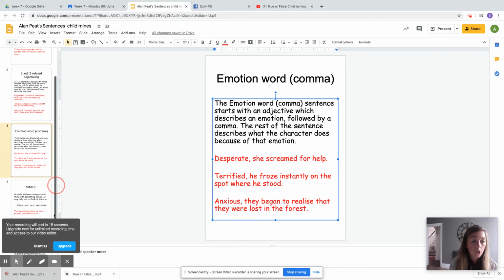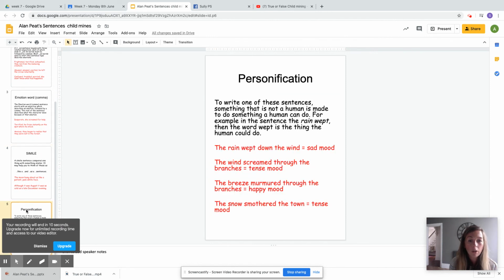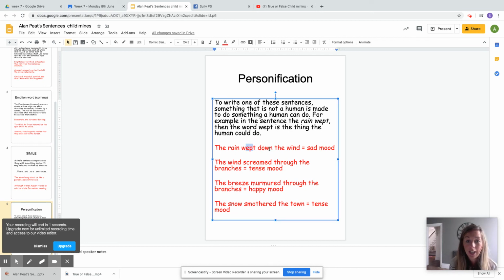And then the last two are ones that you know. One's a simile, using like or as to describe and compare. And then personification, where you give something that isn't human a human quality. So for instance, the rain wept down the wind. Okay, here's your personification.